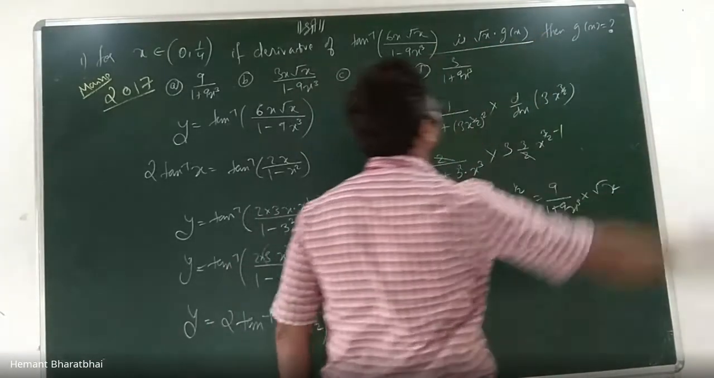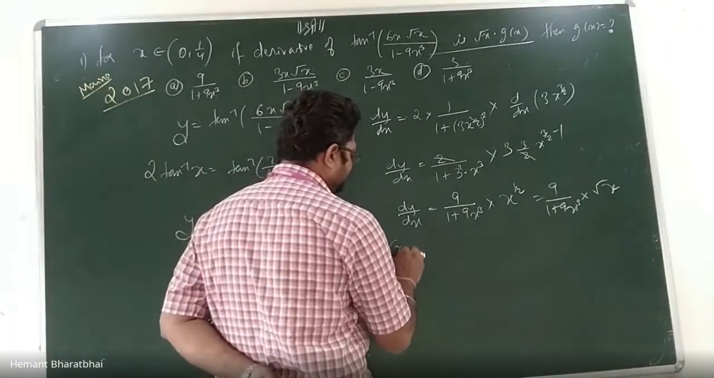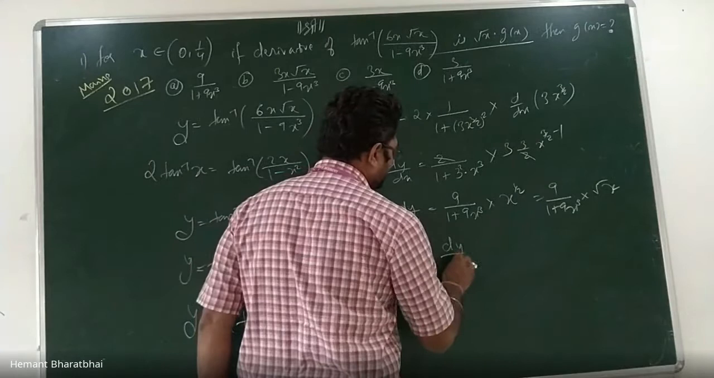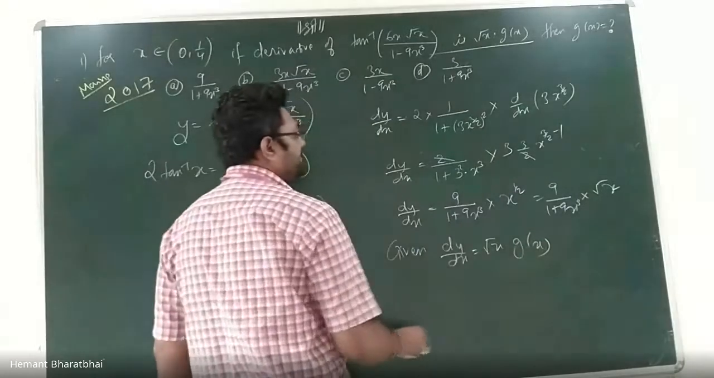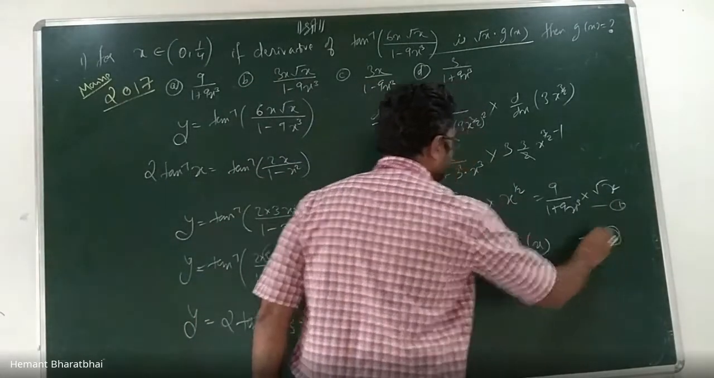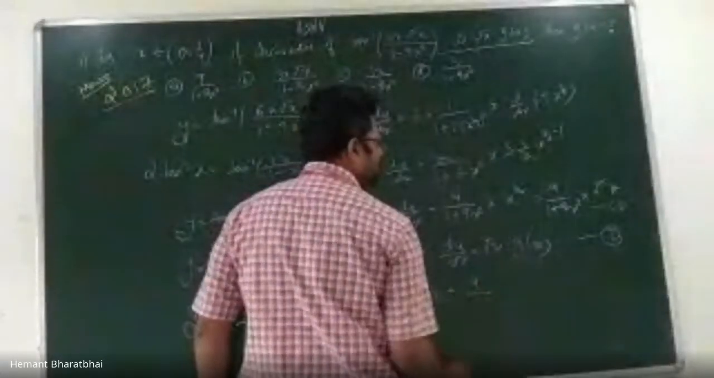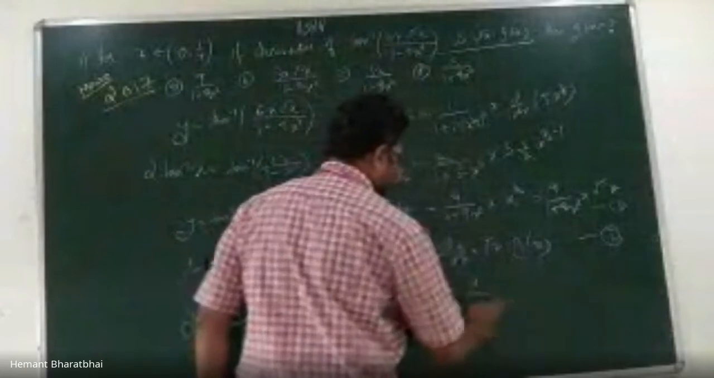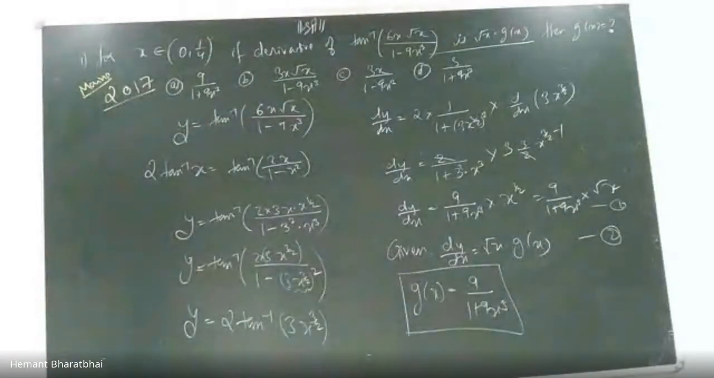And here also he has given the derivative as root x into g of x. In the question he has given dy by dx is equal to root x into g of x. So if I compare both of these, on comparing I can say that my g of x is nothing but equal to 9 upon 1 plus 9x cube. So our answer is option number A. Okay, so option number A is my answer: 9 upon 1 plus 9x cube.